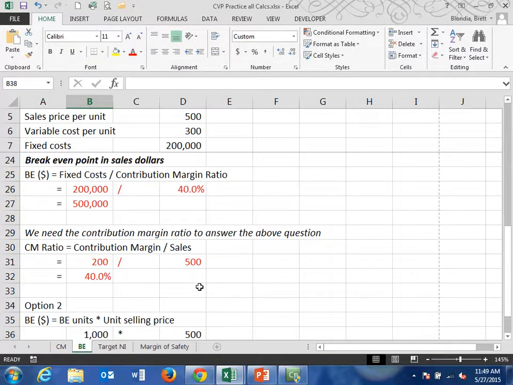The best way to prep yourself is to probably know both of these formulas and how to calculate them, both in break-even point in dollars and in units, so that you're good to go.